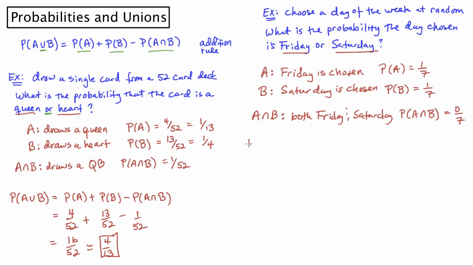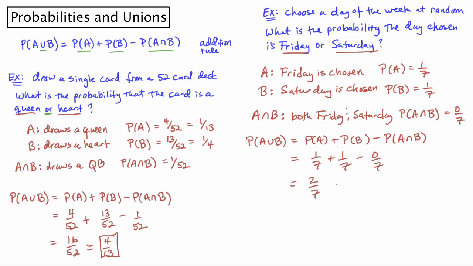If you go to find the probability of A or B, you first start with the probability of A, add to that the probability of B, and then subtract off the probability of both. This is pretty straightforward, and it's exactly what you would expect the answer to be. It is 2 out of 7. Friday and Saturday make up 2 out of the 7 days of the week, so you have a 2 out of 7 chance. That seems very straightforward, very realistic. What I want you to understand here is that we had no intersection.